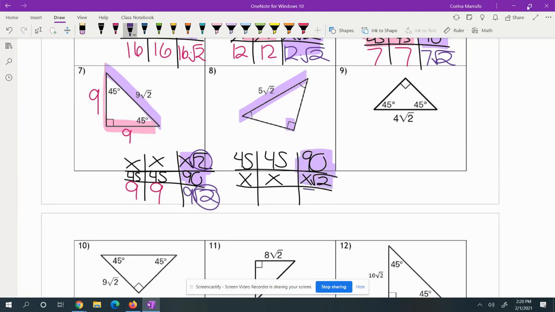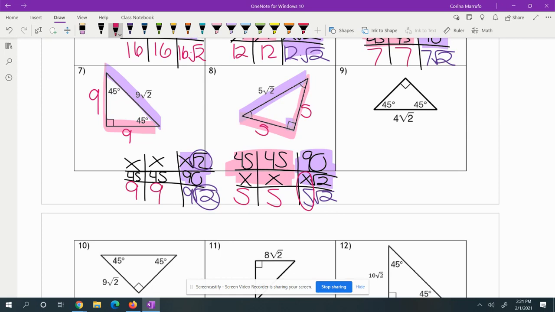Just because it has the square root of 2 doesn't mean you're going to automatically assume that it is 5 and the square root of 2. So just be very careful. It goes across the 90. And then these two are my legs. Those are my 45. So just like the other problem, it's pretty obvious that x is equal to 5. So that means this is 5, this is 5. I label it also on my diagram.